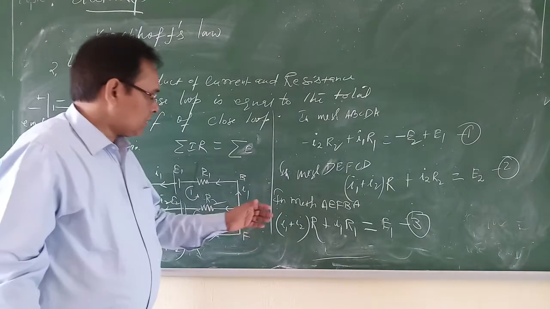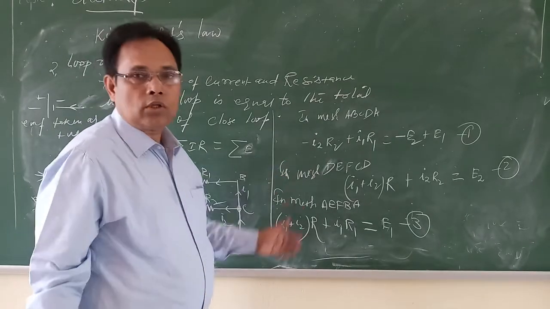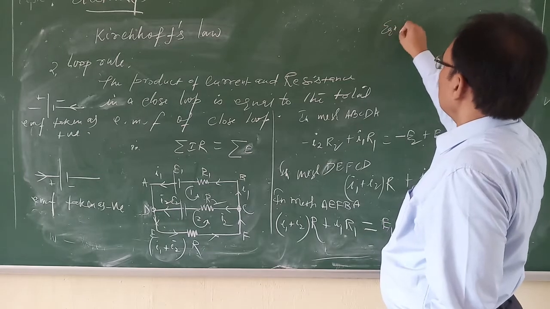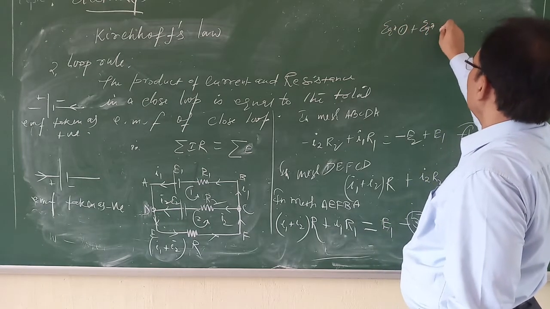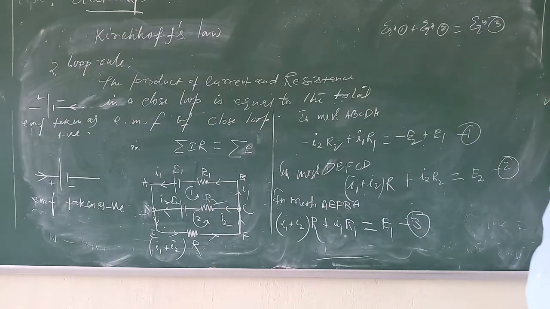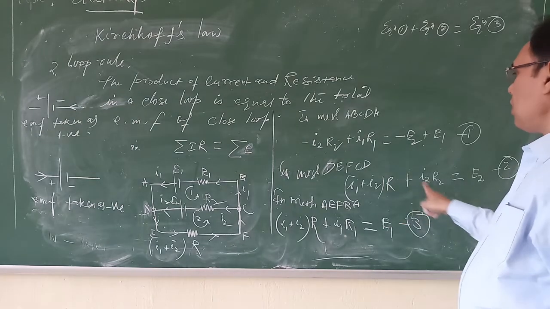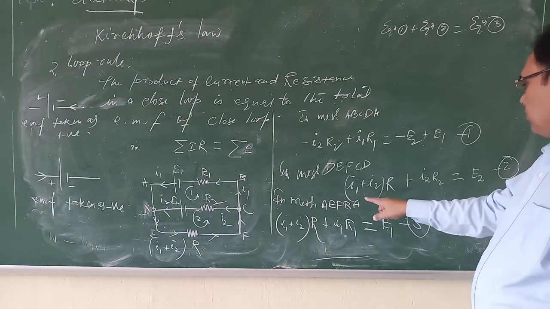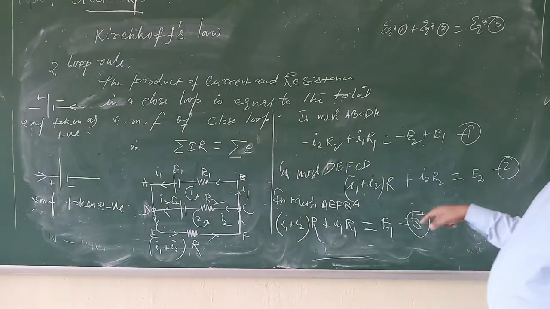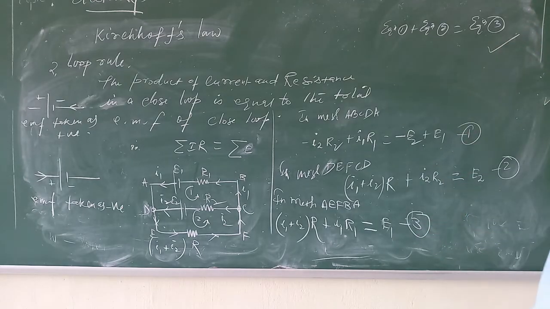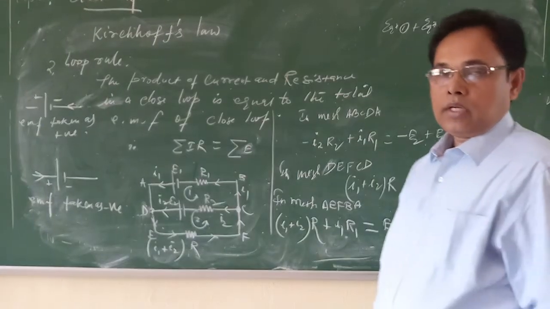Now how to verify this result, whether this equation is correct or not. If you add equation 1 and equation 2, it should be equal to equation 3, because this is the superposition of these two equations. So if you add these two equations, I2 R2 and I2 R2 cancel, so you will get I1 R1 plus I1 R1 equal to E1. So this is correct. So this is the verification of Kirchhoff's law.